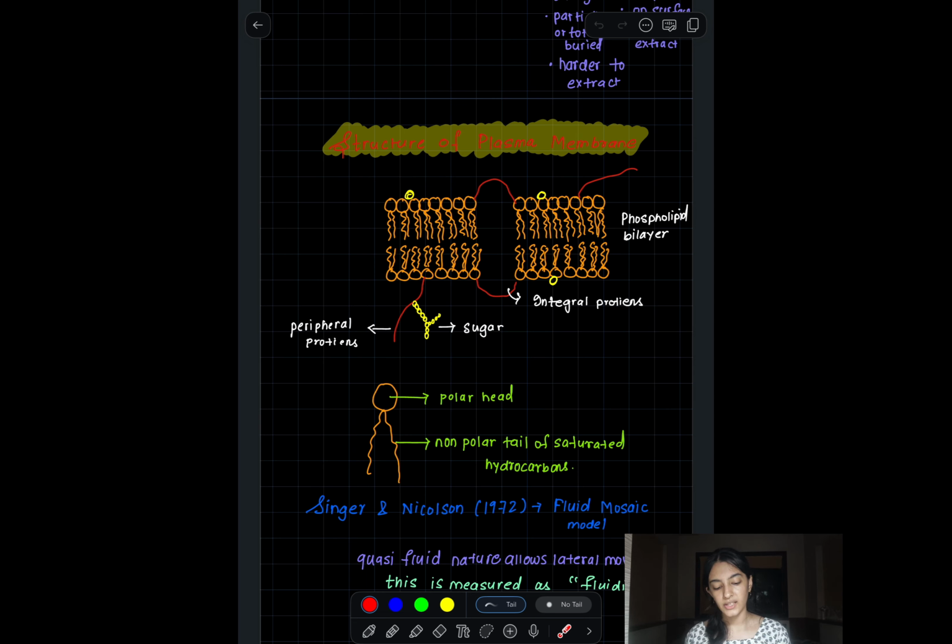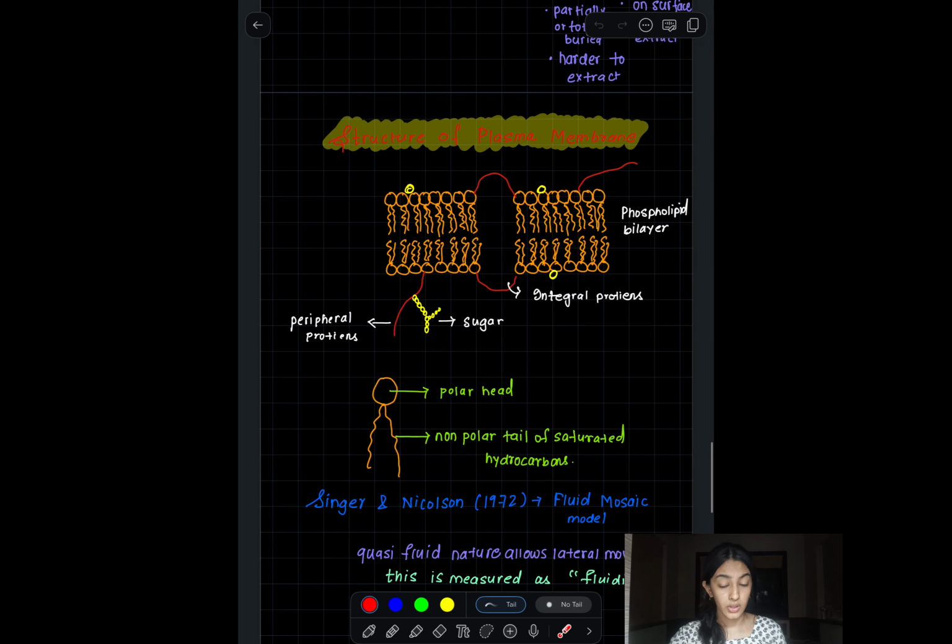Now, let's move on to the actual structure of the plasma membrane. Like I said, it is present as a phospholipid bilayer. The phospholipid basically has two parts: the polar head and a non-polar tail of saturated hydrocarbons. The head part is hydrophilic in nature, that means it's water-loving. Therefore, it is present on the outer side of the membrane. Whereas the tail part is hydrophobic, that means it does not like water. Thus, it is present on the inner side of the membrane, as you can see in this diagram.